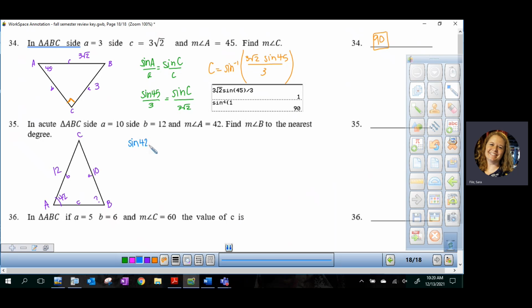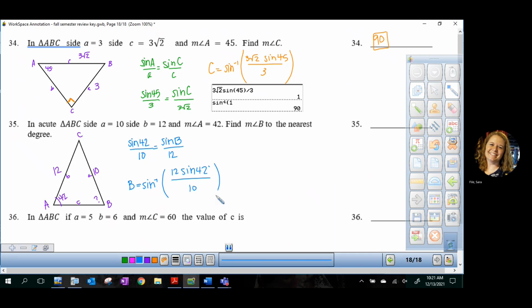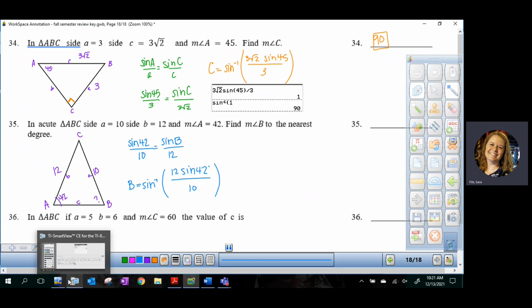The sine of 42 is to 10. The 42 angle is across from the 10. And then sine of angle B, which is what we want to know, is to 12. So when I solve for angle B, I'm going to be doing inverse sine of 12 times sine of 42 over 10. Everybody okay with establishing that you use law of sines there and then plugging it in? Okay.